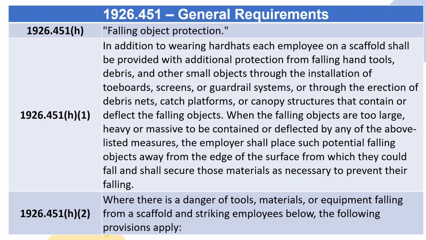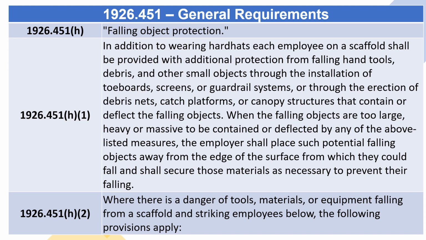1926.451(h) Falling object protection. 1926.451(h)(1) In addition to wearing hard hats, each employee on a scaffold shall be provided with additional protection from falling hand tools, debris, and other small objects through the installation of toe boards, screens, or guardrail systems, or through the erection of debris nets, catch platforms, or canopy structures that contain or deflect the falling objects.